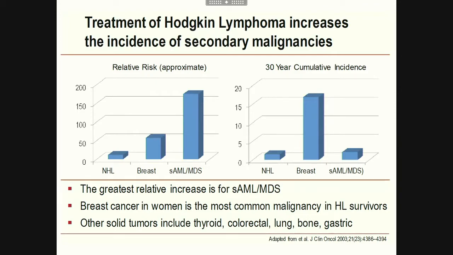Breast cancer, however, is so common in the population that a 50-fold increase in risk really does impact things significantly. So these patients are having a 30-year cumulative incidence of 15%, which is really high.